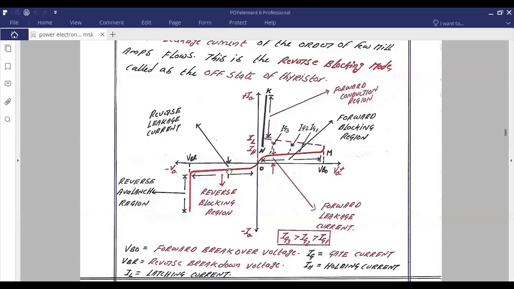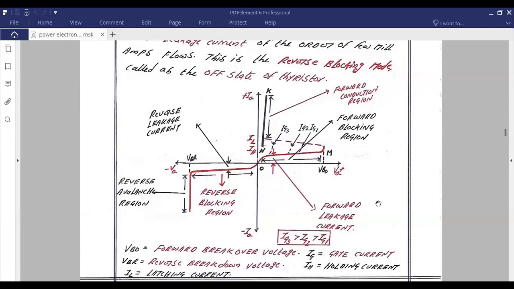Its value is going to be minute when compared to the current carrying capability. The current carrying capability will be 2 amps, 5 amps, 10 amps, like that. But the leakage current magnitude will always be in milliamps. It could be 2 milliamps, 5 milliamps, 10 milliamps, like that. This is the forward blocking mode. This is the reverse blocking mode.